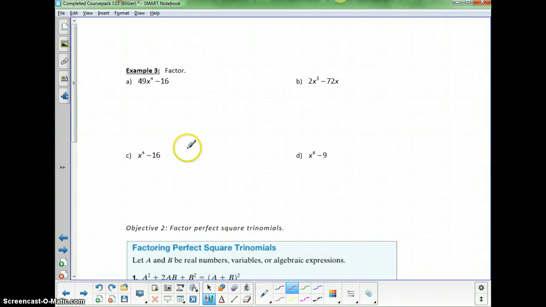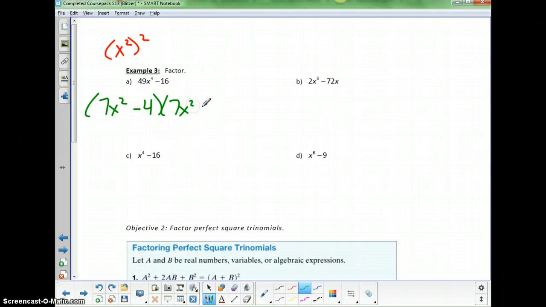Right? So let's factor some more of these right here. 49, that's a perfect square. X squared, that's a perfect square. Is x to the 4th a perfect square? Yes, it is. X to the 4th is x squared squared, right? So this will become 7x squared minus 4, and 7x squared plus 4. Okay.